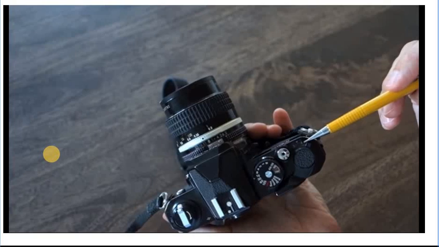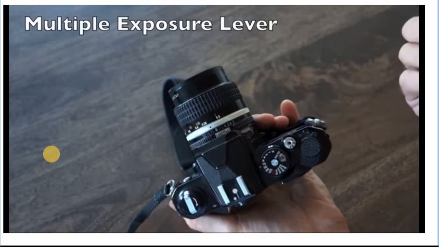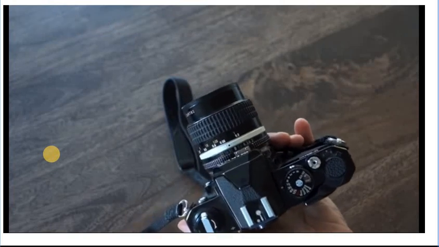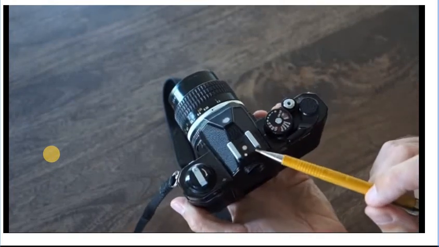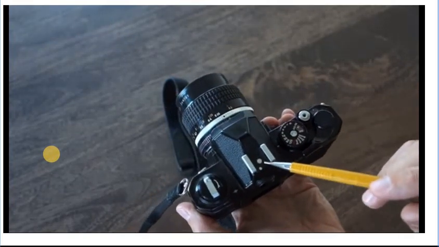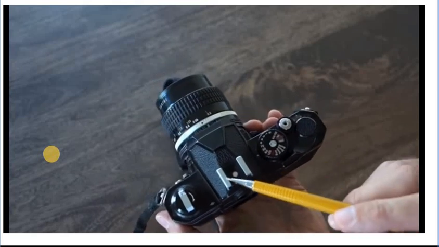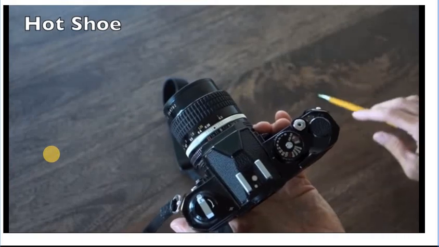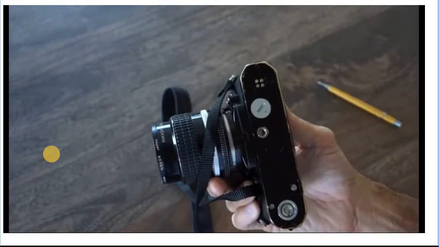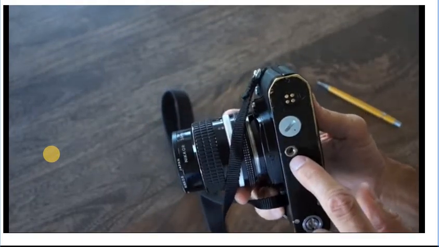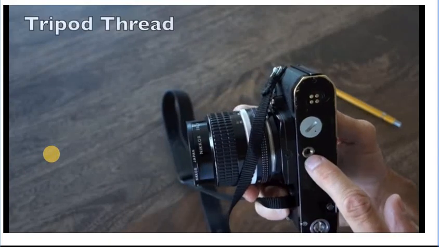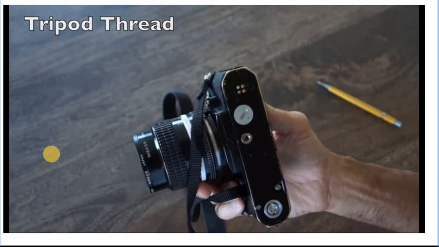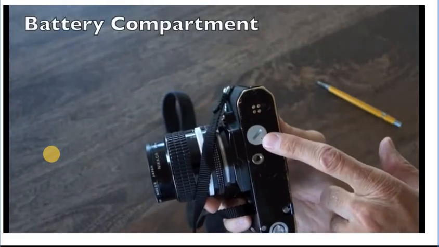This camera also has a couple of other features. It has a multiple exposure tab that can help you make multiple exposures. Not necessary to go into that too much right now. Most 35mm cameras will have a tripod mount, a tripod thread, so you can mount this to any tripod. It's a standard thread. This is the battery compartment.